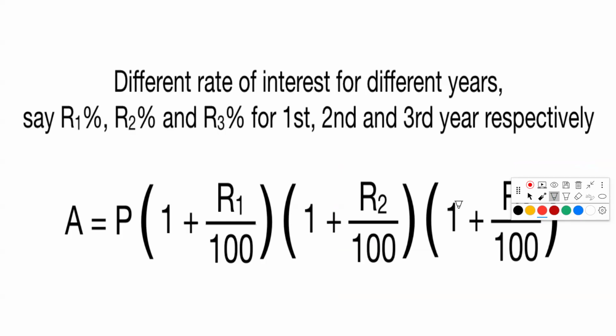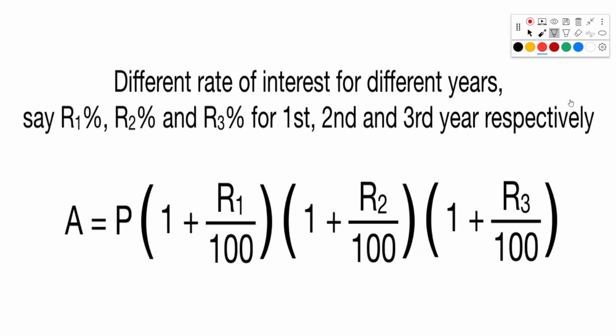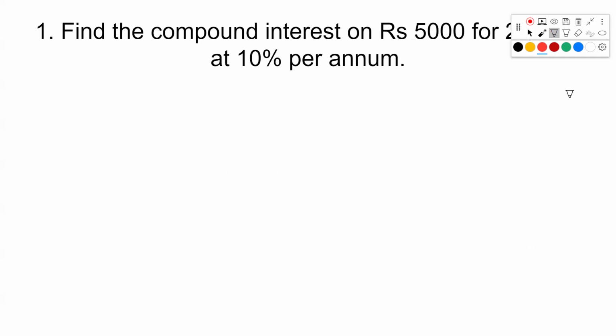So when the rates are different, R1, R2, R3, the amount is P into 1 plus R1 by 100 for the first year, 1 plus R2 by 100 for the second year, 1 plus R3 by 100 for the third year. These formulas are important. In case you get questions related to these formulas, apply the formula and get the answer. Okay, let's do some questions now.